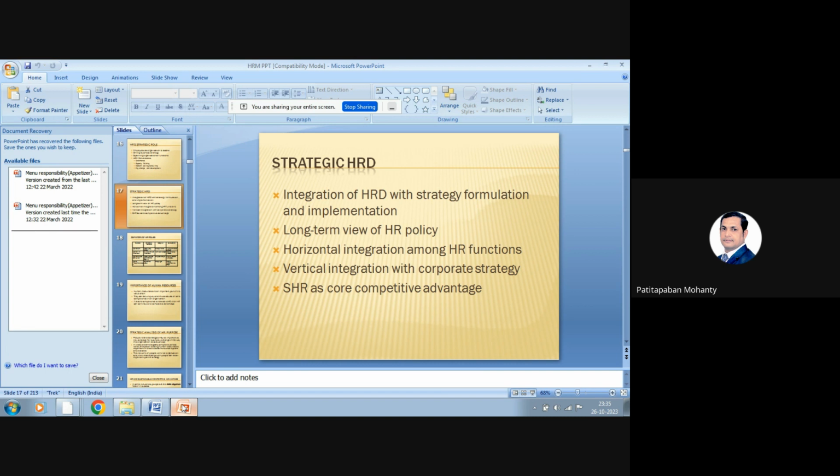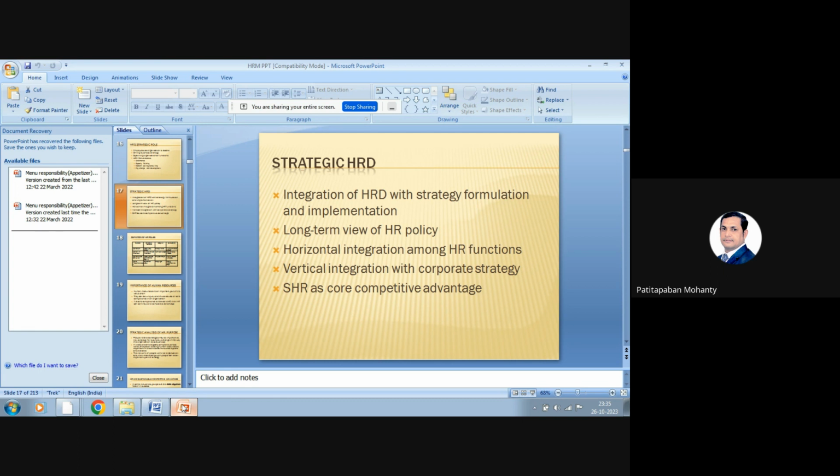The long-term view of HR policy. See, strategic is not short-term by nature. It has pragmatic values. It is always a long-term policy, or it is based on long-term decision-making skills. So that's why, when the human resource policy formulation is done in the beginning of the organization, when the organization starts, every department has their policies. At that time, strategic policy is a long-term view, also a long-term dream of the organization.